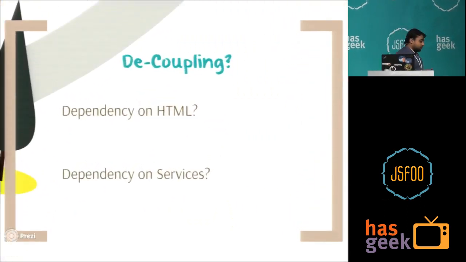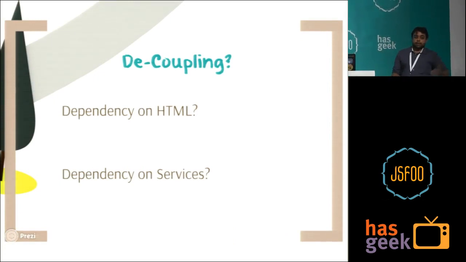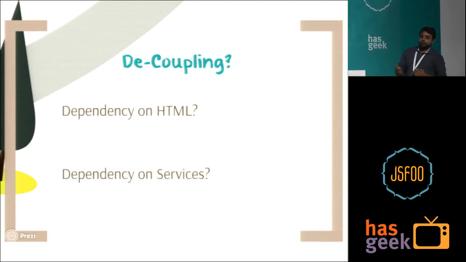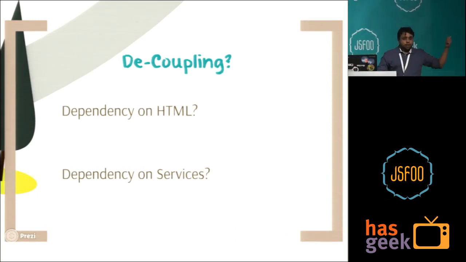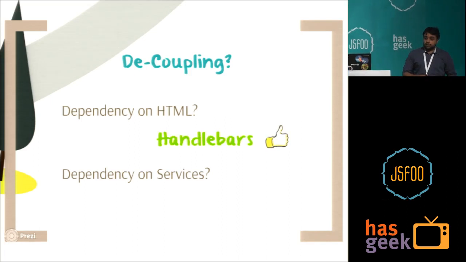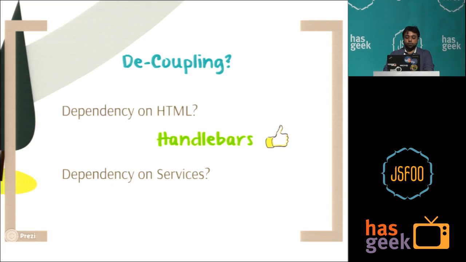So, when I mentioned in the beginning, I said our dependencies are primarily two, HTML and services. So, how have we resolved any dependency on HTML? Obviously, by using handlebars. But have we resolved any dependency on services? Before we get to that, let me just quickly demonstrate the Ember-Data code.